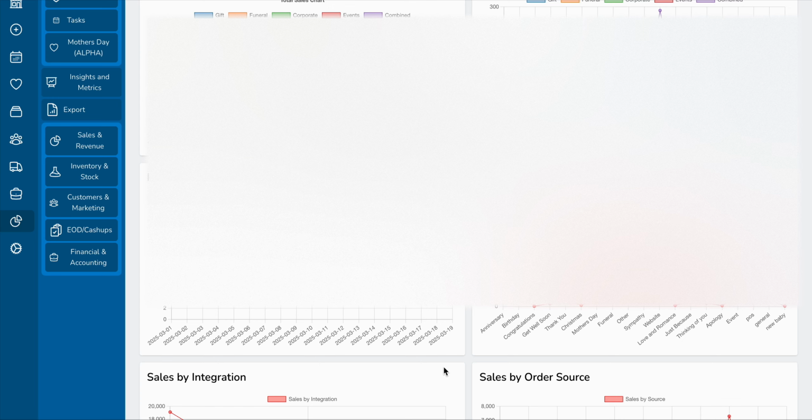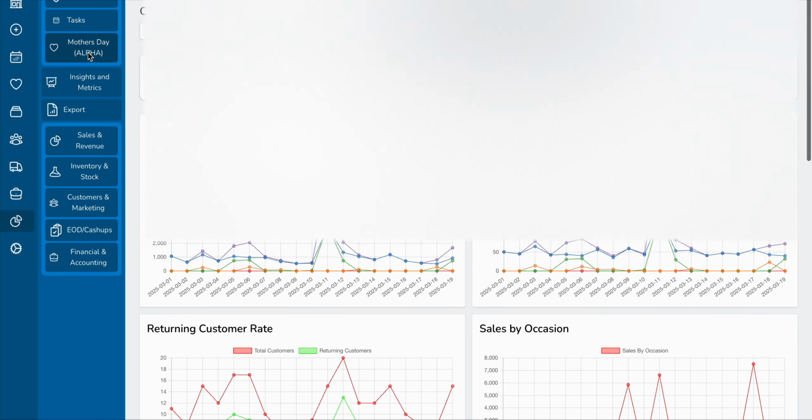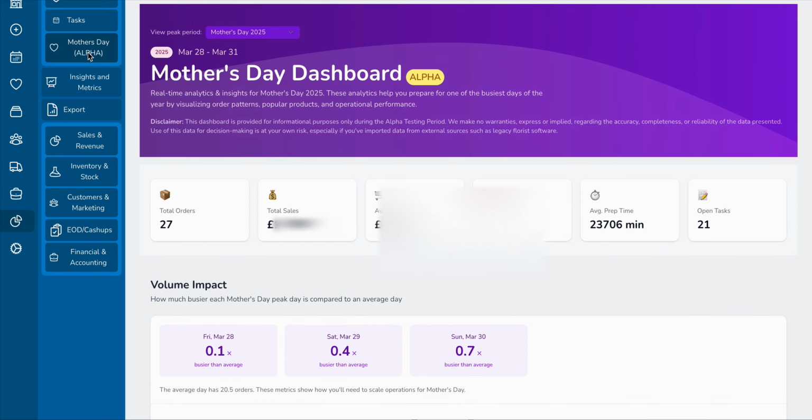Digital florists, we're excited to share with you a new analytic, which is your peak analytic. So in this case, it's Mother's Day. If you're a digital florist, you get to it by clicking on your analytics and then going to the Mother's Day tab here. And then it opens up the Mother's Day report.